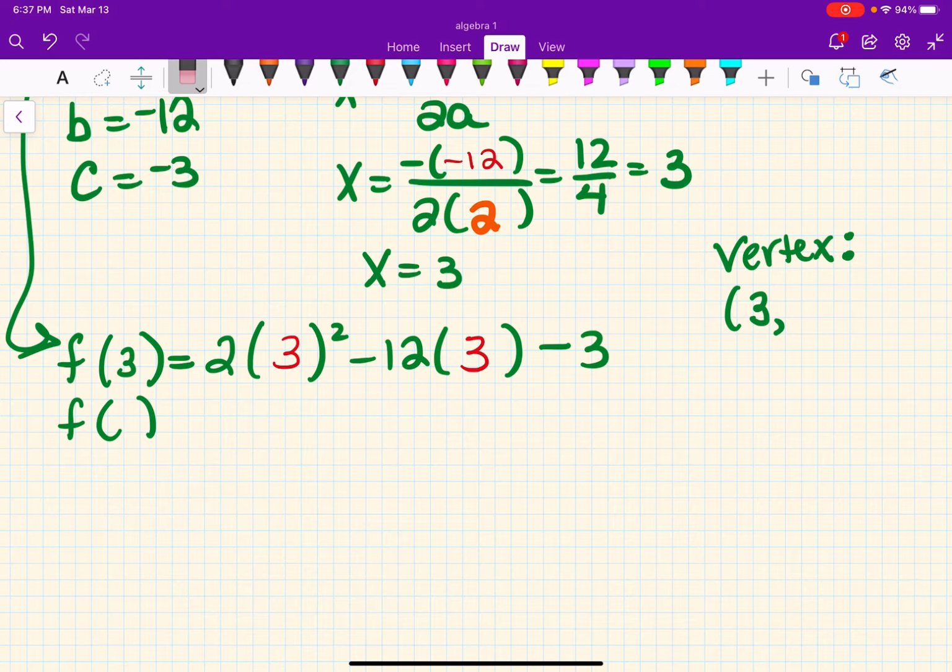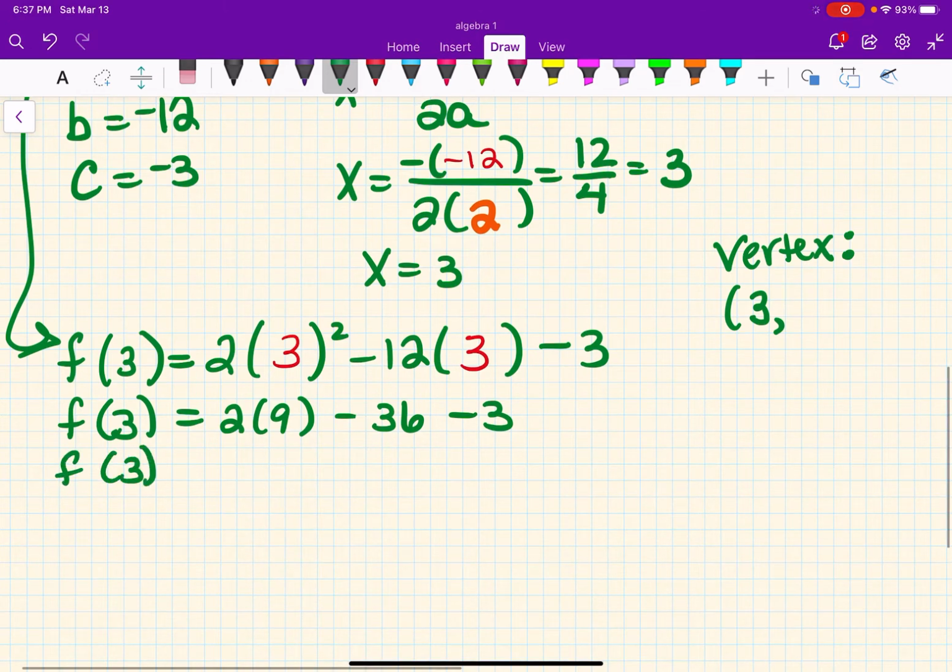Whoops, f of 3 is what we're looking for, because that's our y value. And this is going to be 2 times 9 minus 36 minus 3. And when you finish this, you're going to get f of 3 equals 21. So our vertex is (3, 21). Okay, now we can start our graphing.